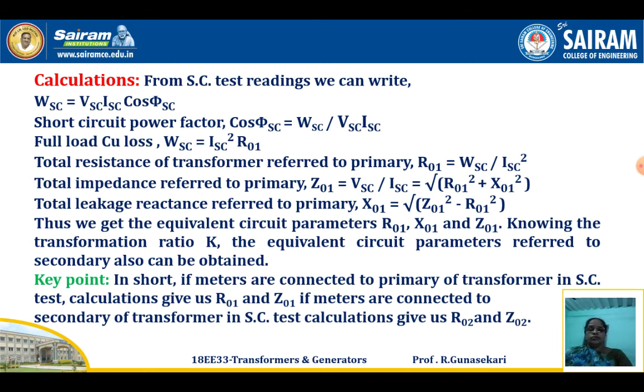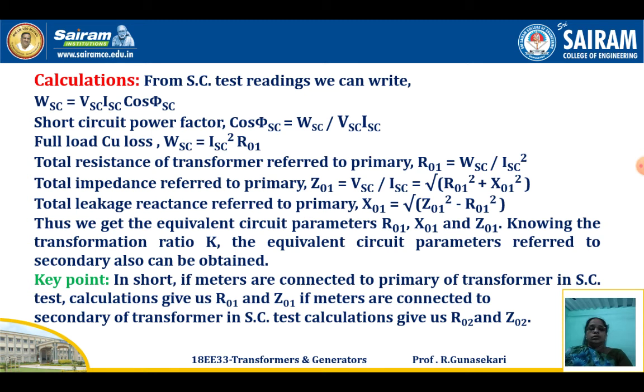So here I am connecting all the meters on the primary side. Suppose all the meters are connected on the secondary side, then you calculate R02, Z02 and X02 only. That is the key point of this short circuit test only.